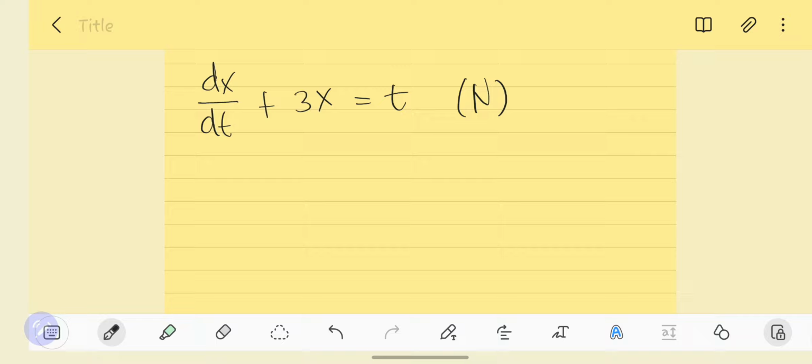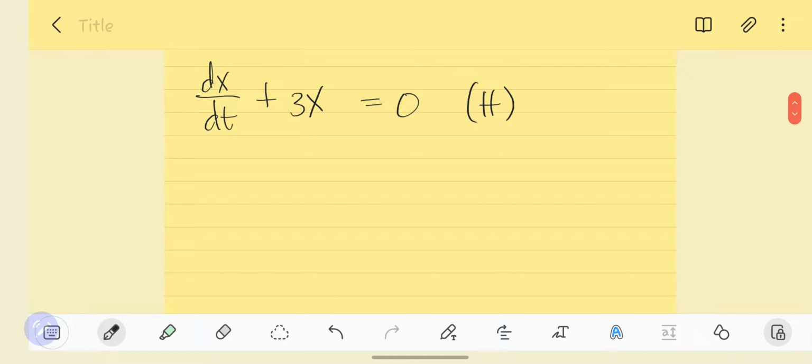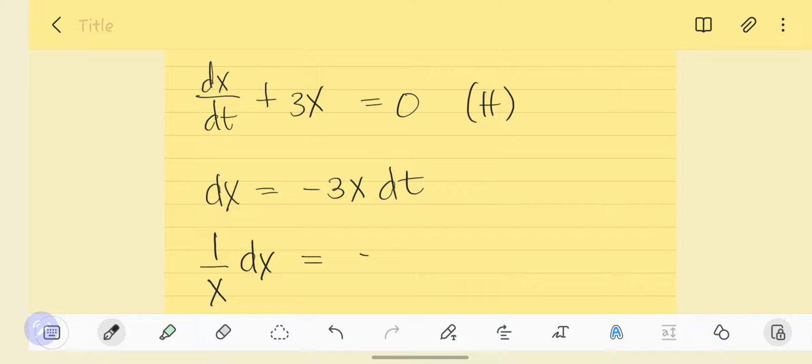So we'll try to make this into a homogeneous equation. By doing that, dx over dt plus 3x, we will equate this to 0. Now this is your homogeneous equation. So combining the like terms, dx is equal to negative 3x dt, and then 1 over x dx is equal to negative 3 dt.